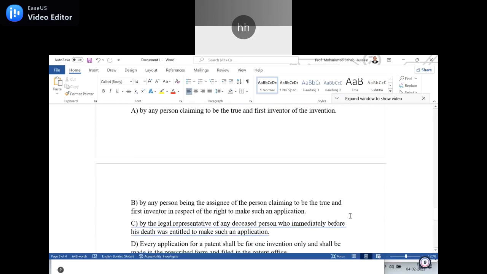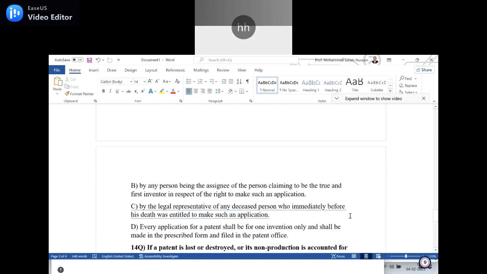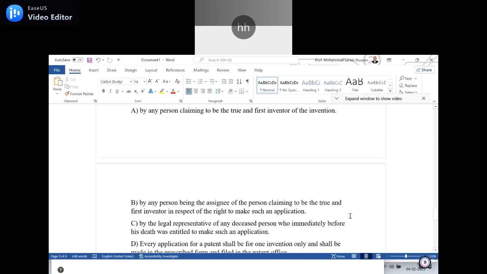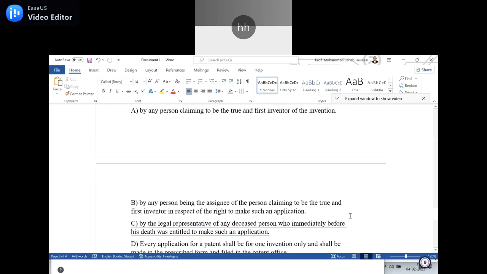C, by the legal representative of any deceased person who immediately before his death was entitled to make such an application. D, every application for a patent shall be for one invention and shall be made in the prescribed form and filed in the patent office. Out of the statements A, B, C, D, one statement does not connect to Section 6 of the Patent Act. And which is that? Option D.